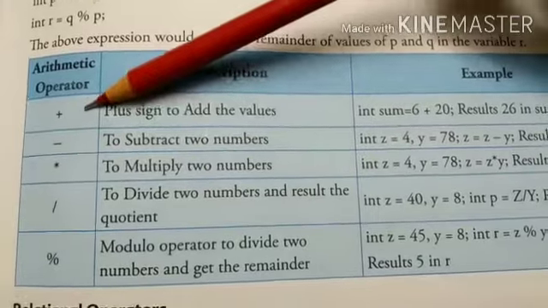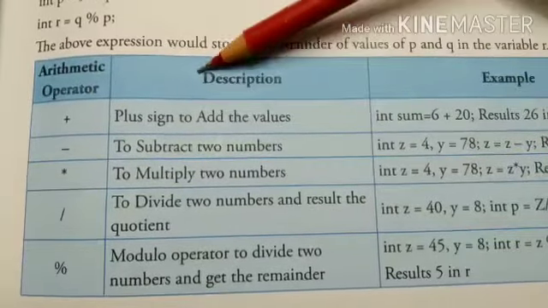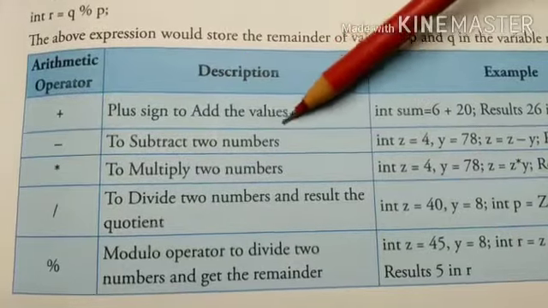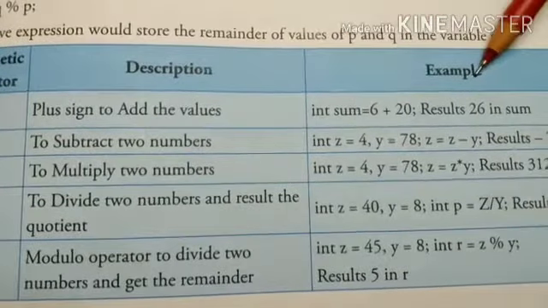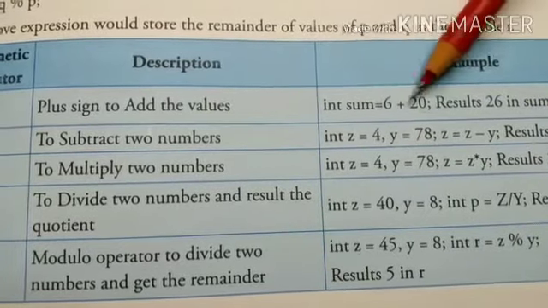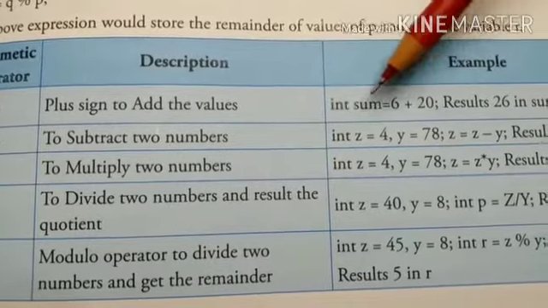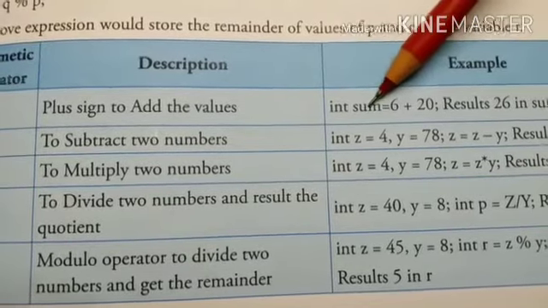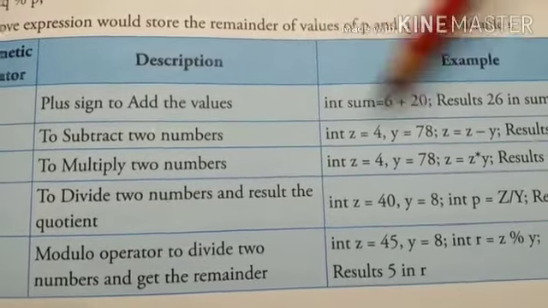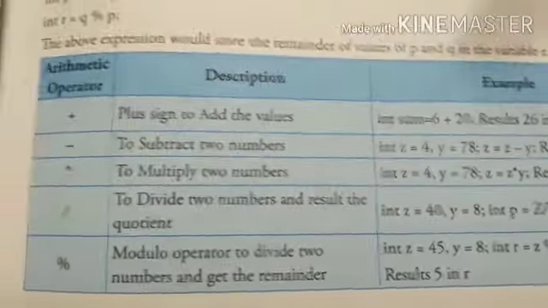Now as you can see this table, by this table we will understand the arithmetic operators. The first one is plus. Here we will use it to add values. Like in the example, you can see int sum is equal to 6 plus 20. The value will be stored in sum, and sum is a variable which is an integer. So the result 26 is in the sum.